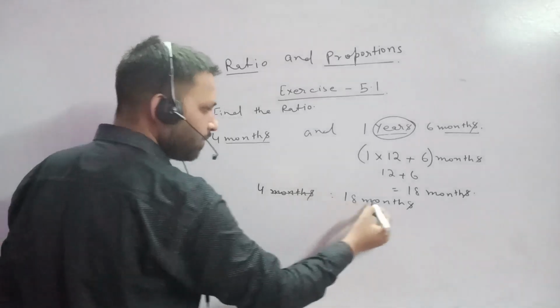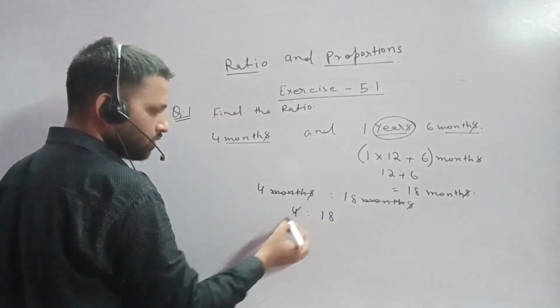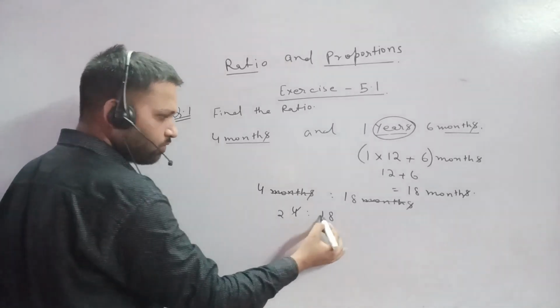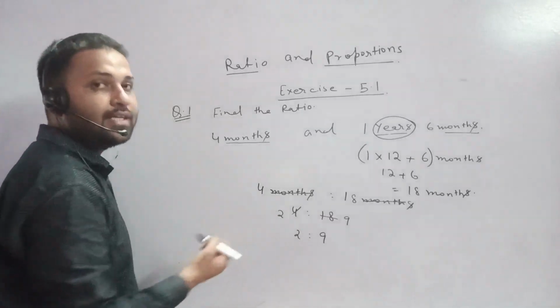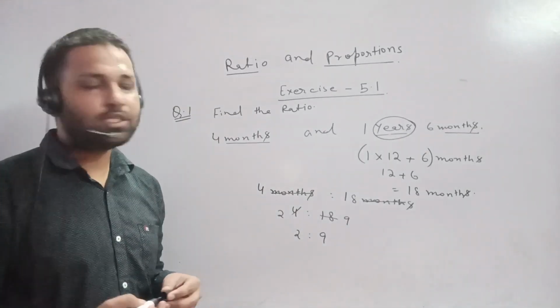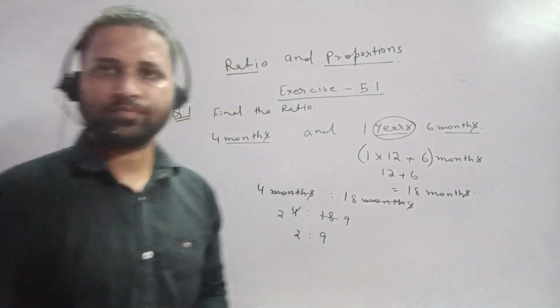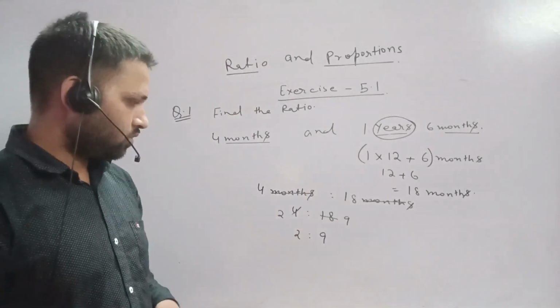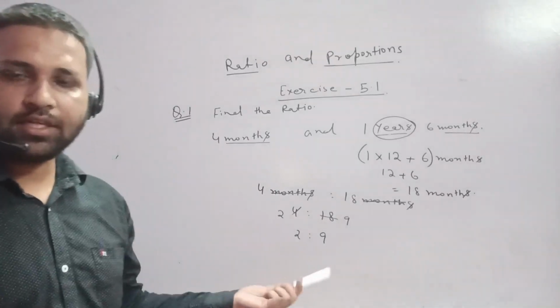Now cancel the months. 4 is to 18. Cancel by 2: 2 2s are 4, 2 9s are 18, so 2 is to 9. That is the comparison of 4 months and 1 year 6 months. How do we compare this? It is which type of ratio? It is the lesser than type of ratio.